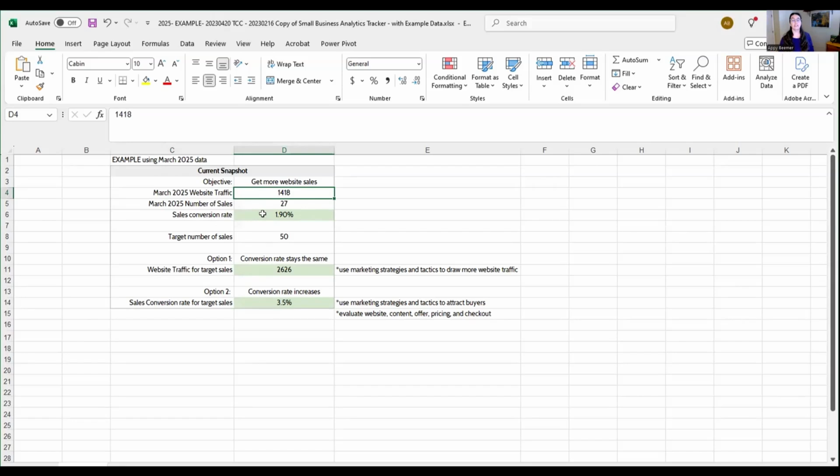That's actually pretty good. For this particular snapshot, for this particular month, we're getting a certain number of sales out of a certain number of traffic.